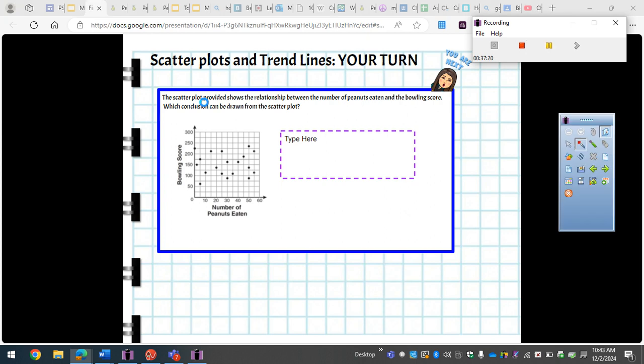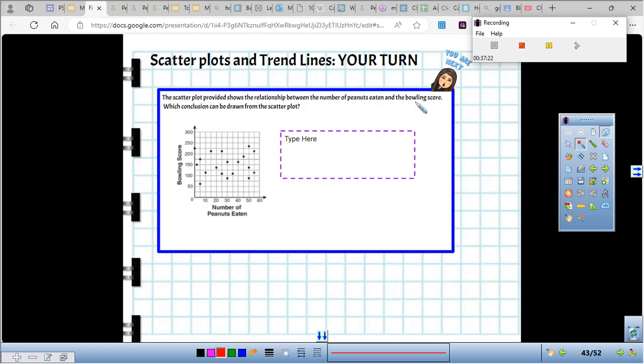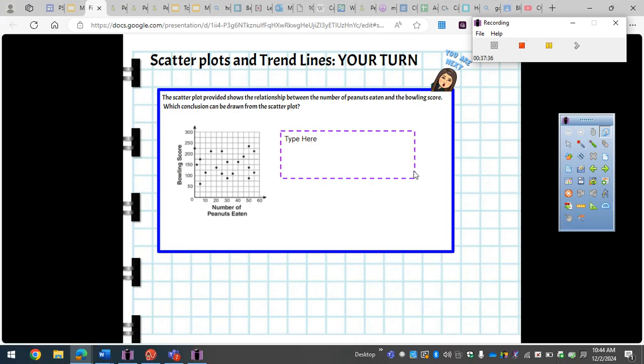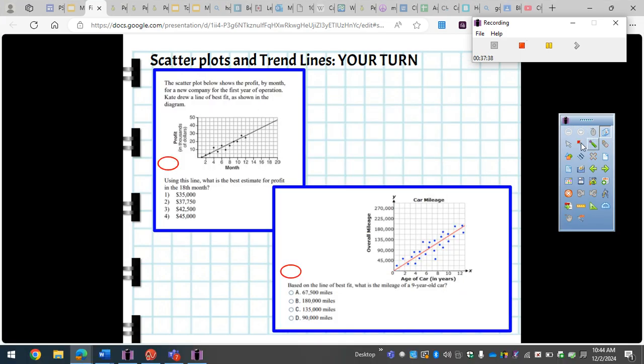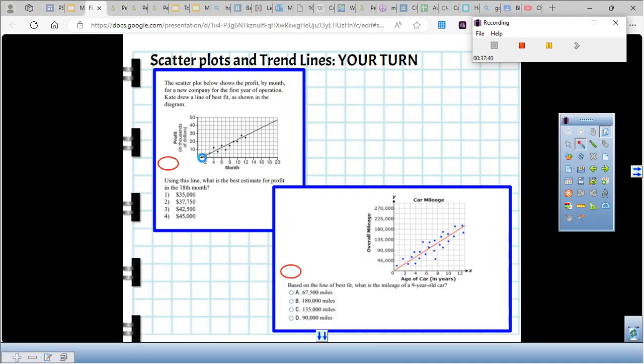Right here, what can you get? You know what? I would say no relationship. No pattern. No anything. This is a positive one right here. Boom. Draw a line going through like this.